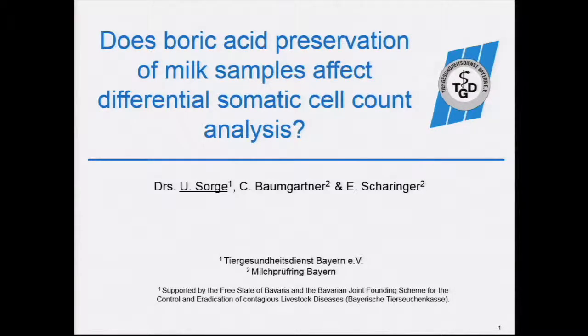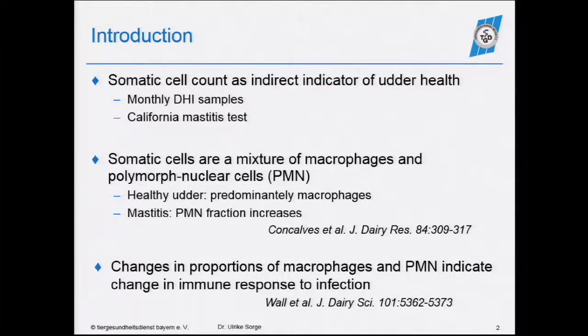So, my second talk is now about a little method where we were trying to figure out whether it works. So what is it all about? We know that the somatic cell count is an indicator of good udder health or not. And we use it on a regular basis through monthly DHI tests or the CMT test.